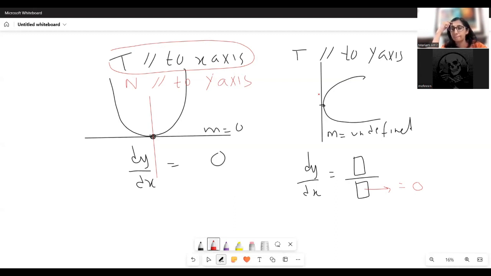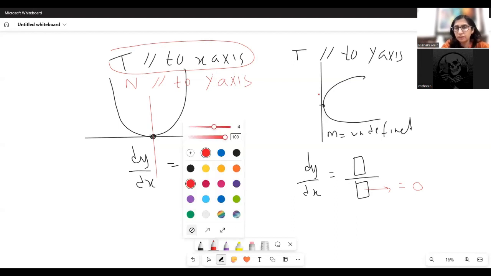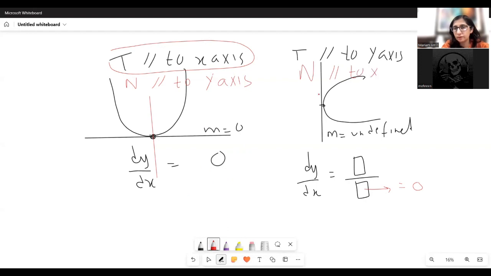Okay. Similarly, instead of saying the tangent is parallel to the y-axis, the question might say normal parallel to the x-axis, which is this. The normal is a line perpendicular to the tangent. So look at the figure. The normal is parallel to the x-axis. That means that the tangent is parallel to the y-axis. That means the denominator of dy over dx is 0. So maybe the question mentions the tangent, maybe the question mentions the normal. If the question mentions the normal, then translate it to what it implies about the tangent. And then see if dy over dx is 0 or the denominator of dy over dx is 0.